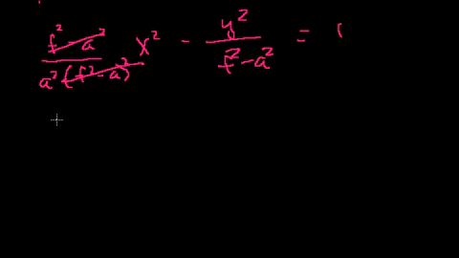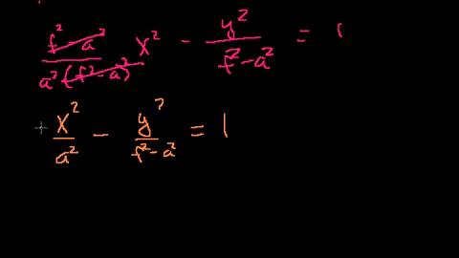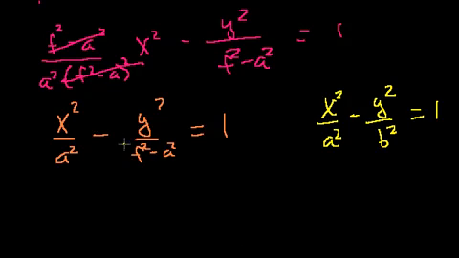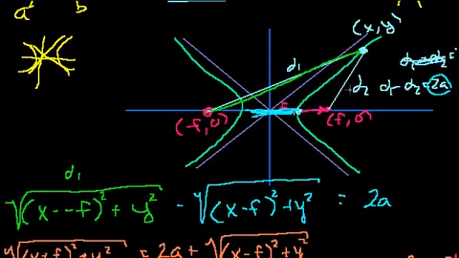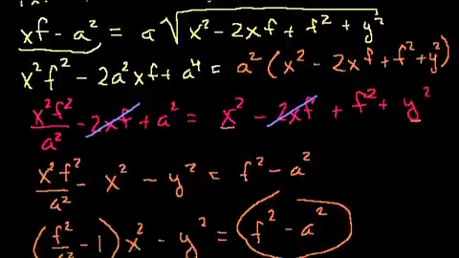My energy is coming back. It seems like I see the light at the end of the tunnel. We get x squared over a squared minus y squared over f squared minus a squared is equal to 1. Now this looks a lot like our original equation of the hyperbola, which was x squared over a squared minus y squared over b squared is equal to 1. In fact, this is the equation of the hyperbola, but instead of writing b squared, since we wrote it, we essentially said, what is the locus of all points where the difference of the distances to those two foci is equal to 2a? And we just played with the algebra for a while.